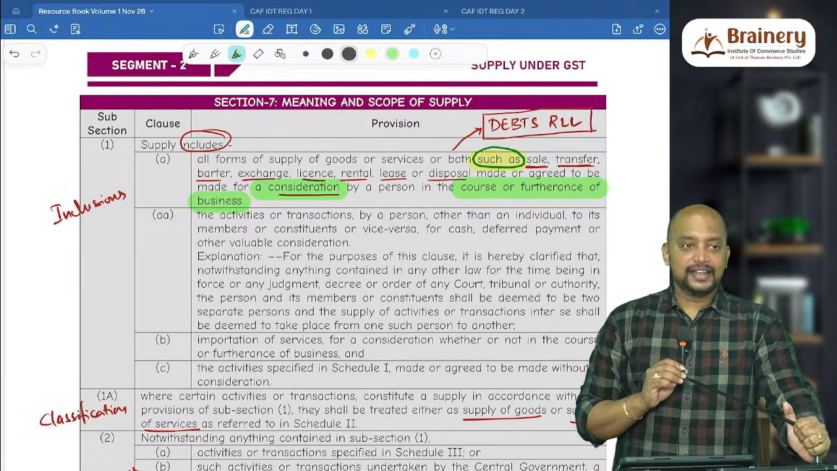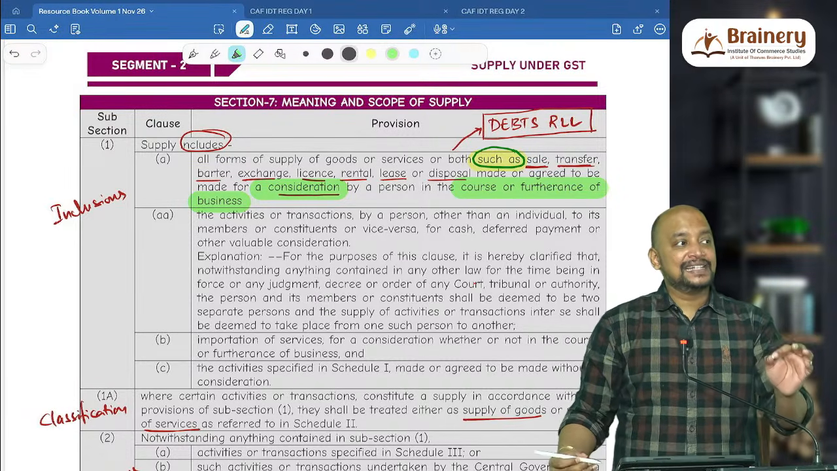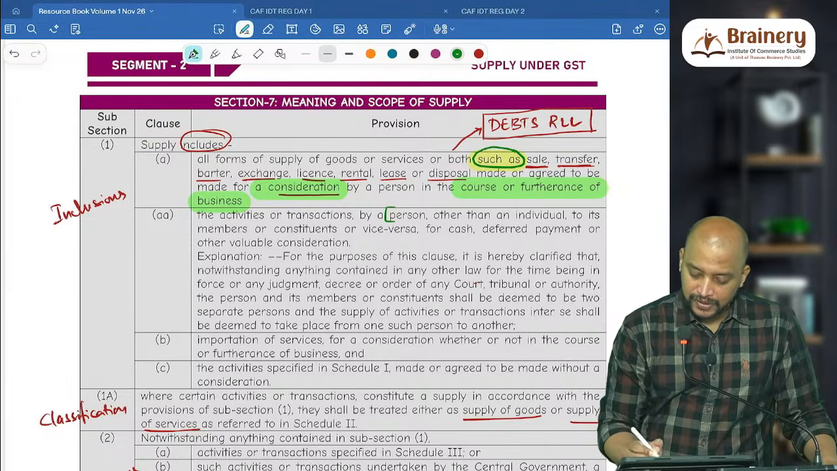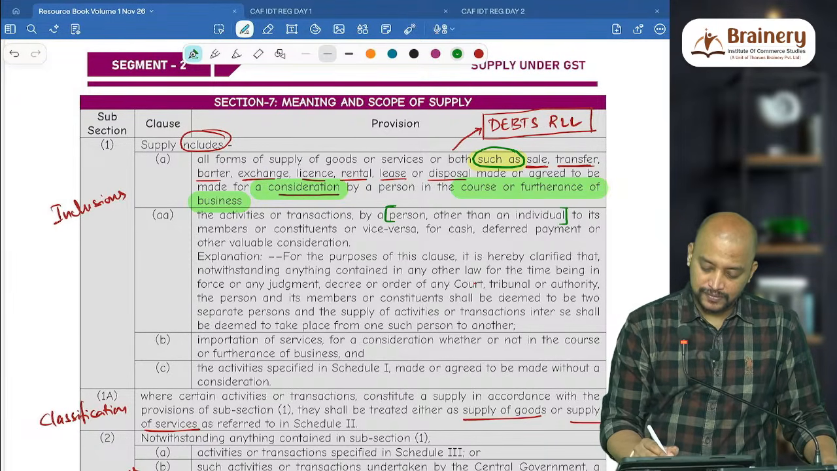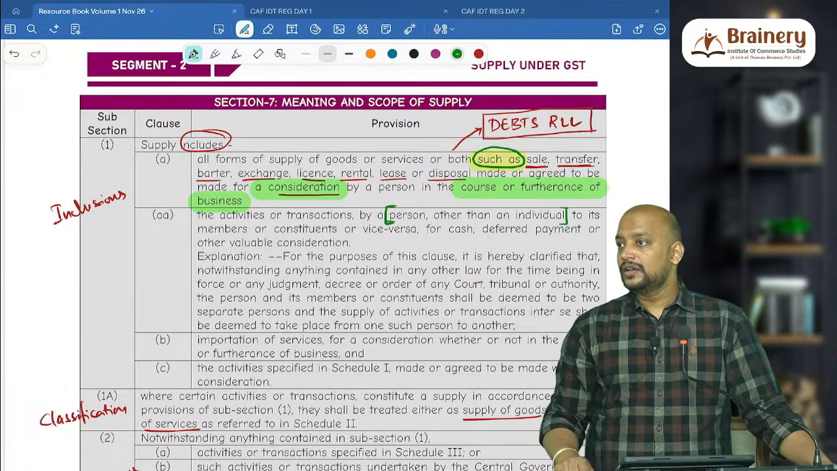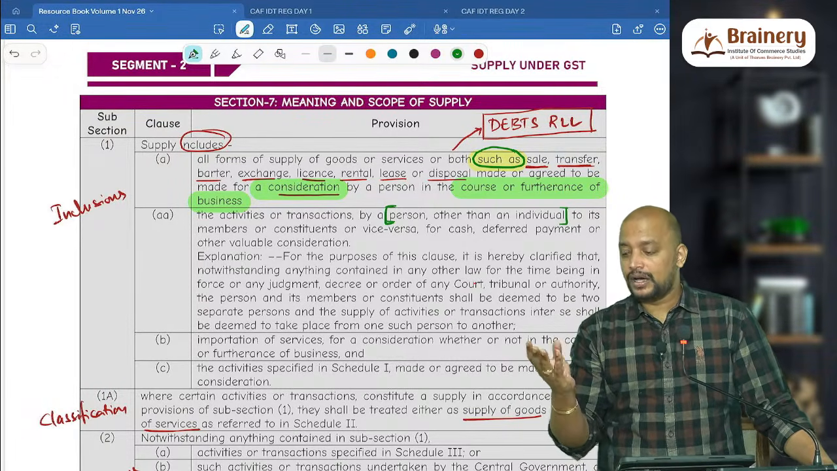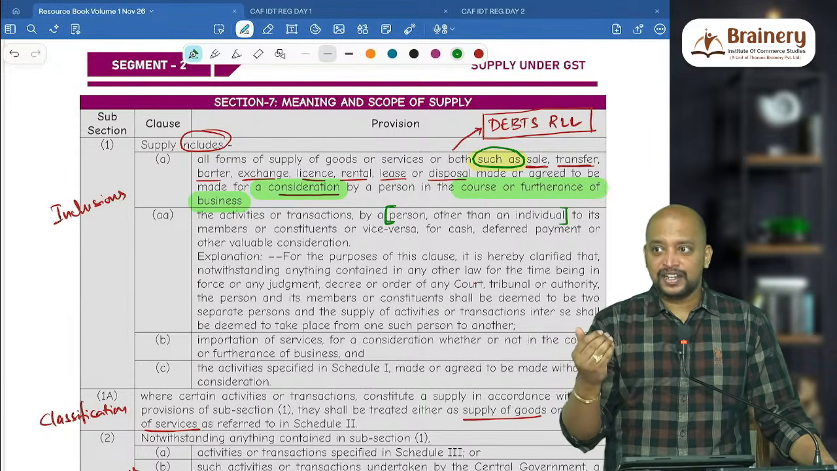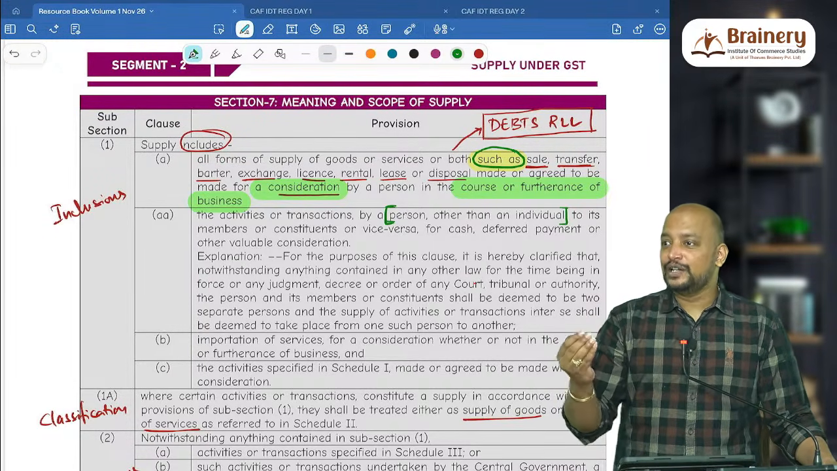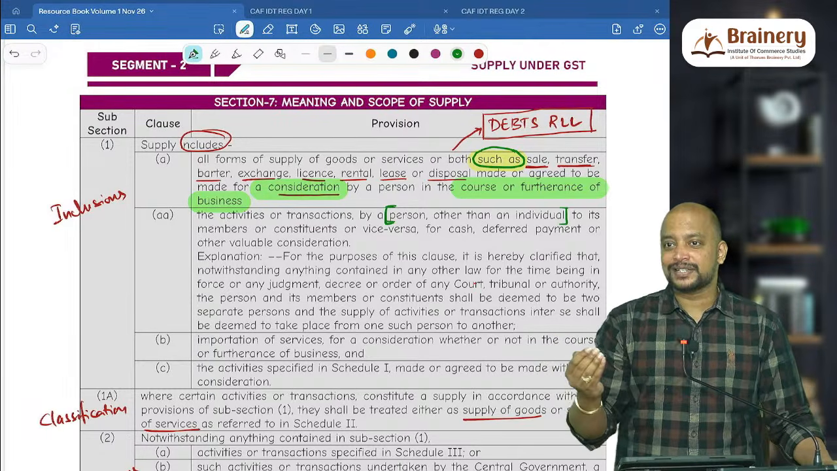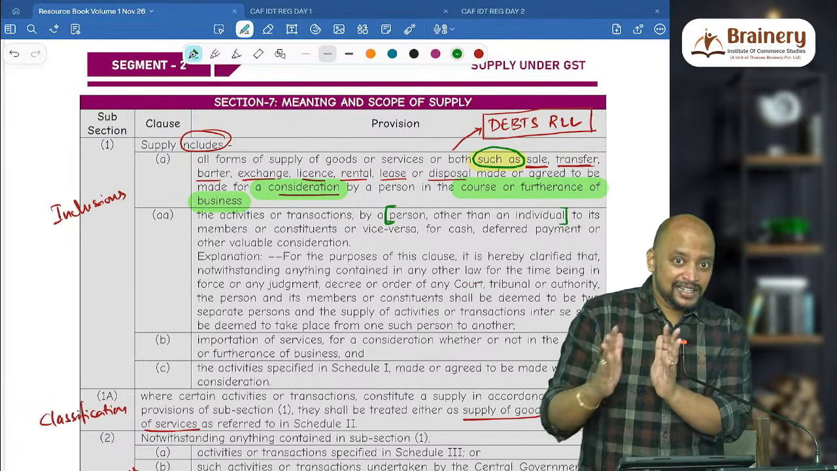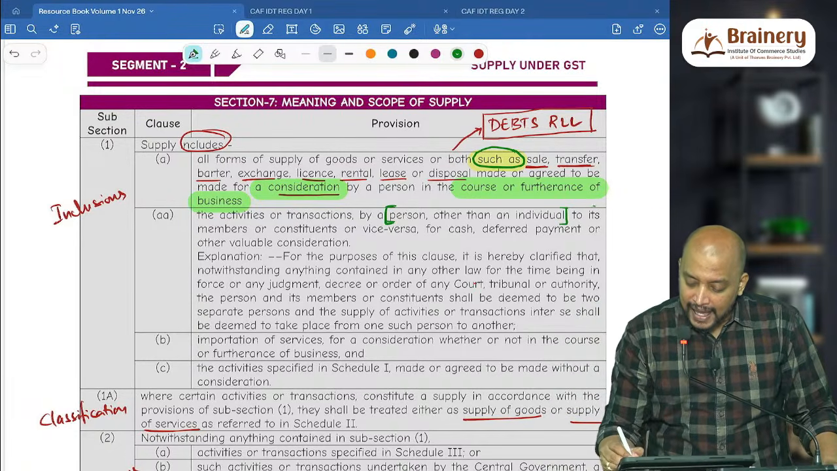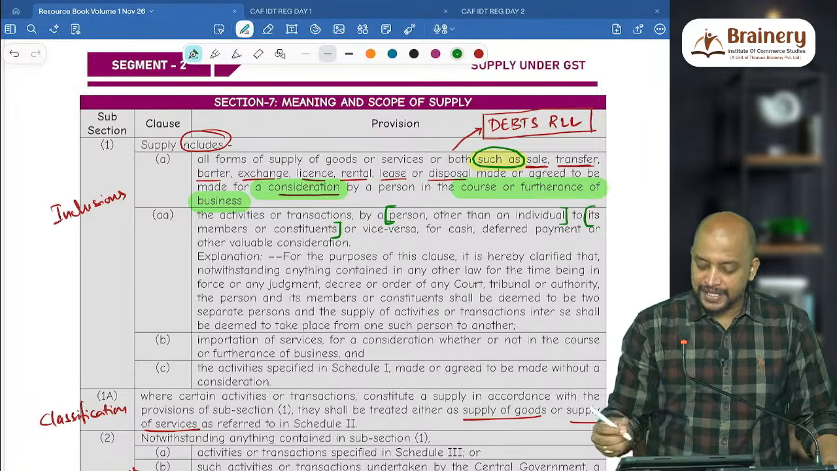See, there is a person other than individual. Who is a person other than individual? One big list is there, pa. Firm, AOP, BOI, LLP, company, body corporate, cooperative society, local authority, artificial juridical person. They are all called as person other than individual. Okay. Person other than individual and its members.